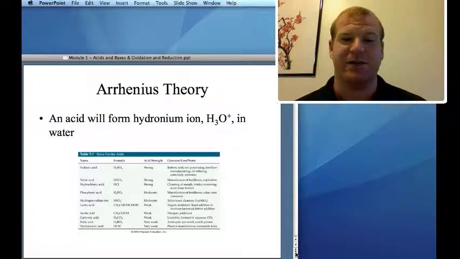Acetic acid, this is vinegar. Carbonic acid, this is found in soda water. Boric acid, this is used for soap, for borax soap. Hydrocyanic acid, this is used for some plastics. HCN is also very toxic.